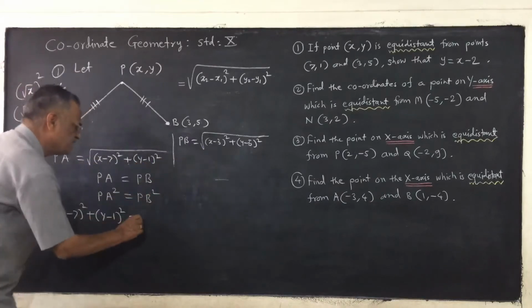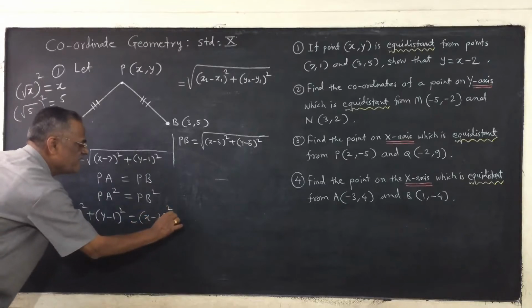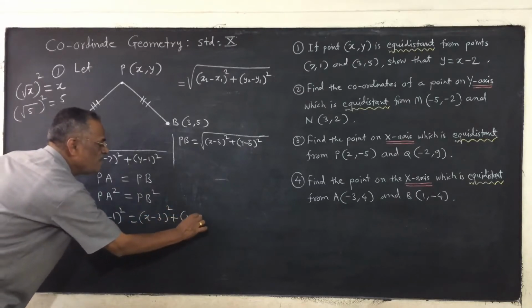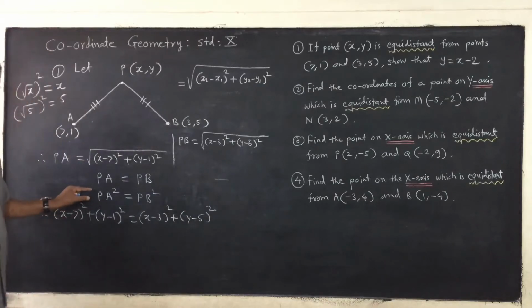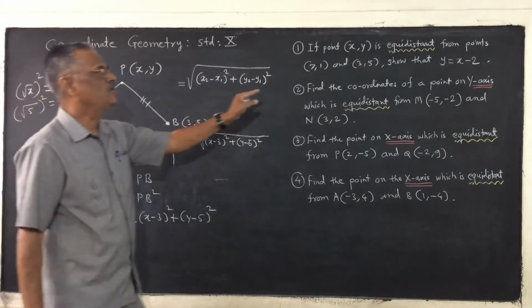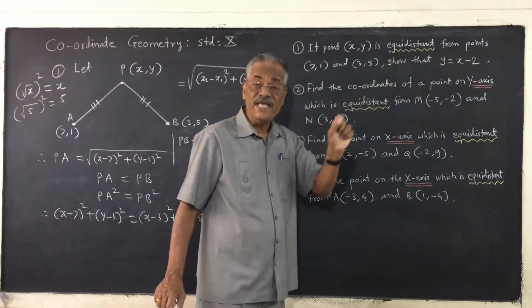Similarly, write down PB square. PB square is equal to (x minus 3) whole square plus (y minus 5) whole square. So this is your important step. When you are solving, you are thinking about an equidistant point.